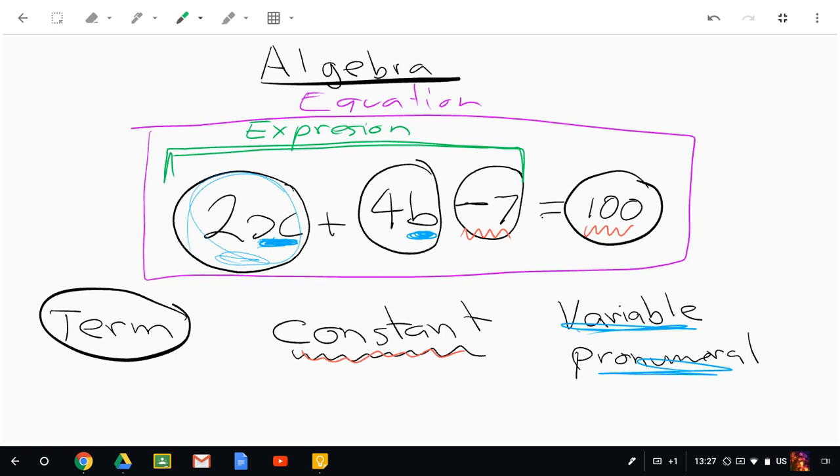So there you go. There's 2 more terms. All right, I hope that helps.